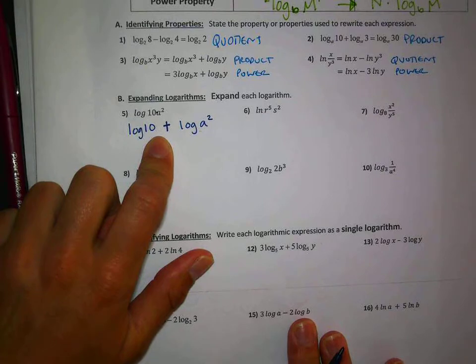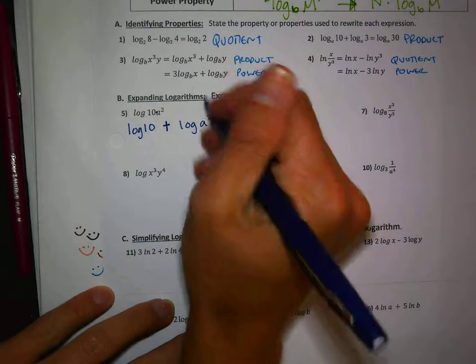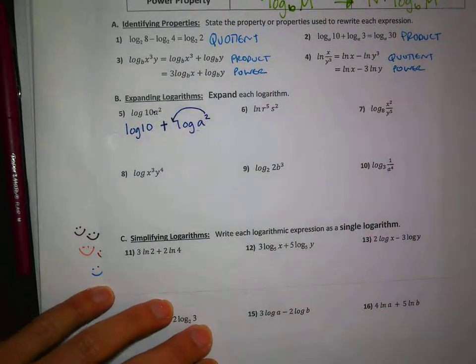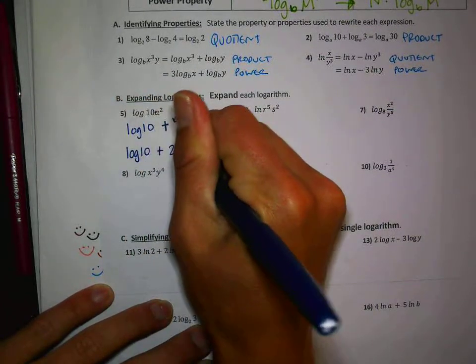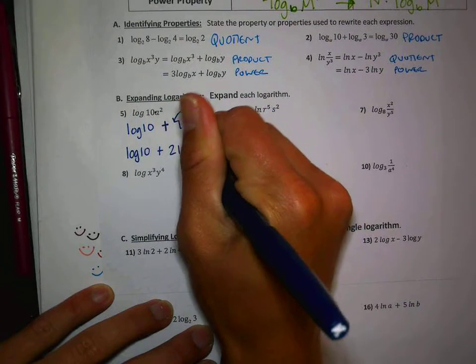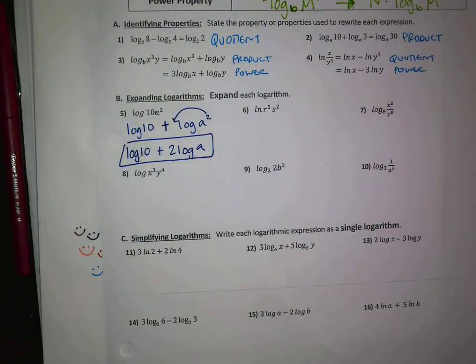Would it be 2 log A? Right, and so now we're going to use the power property, take any exponents I have, stick them in front of the log. So I have log 10 plus 2 log A. And now it's all expanded. What's the note?